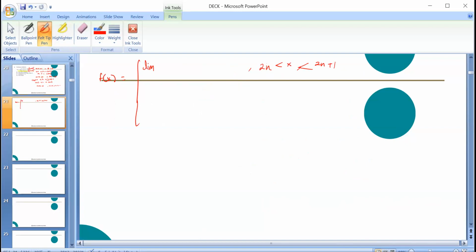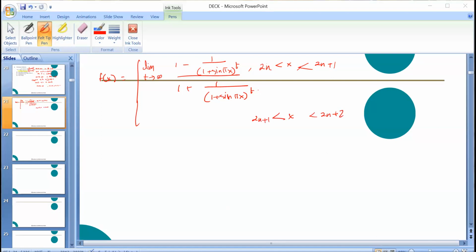So it will become limit as t approaches infinity, 1 minus 1 by 1 plus sin pi x whole power t, by 1 plus 1 by 1 plus sin pi x whole power t. This is the first one, because sin pi x is positive. Now if you take x between odd number 2n plus 1 and 2n plus 2, sin pi x is negative. Sin pi x is less than 0.